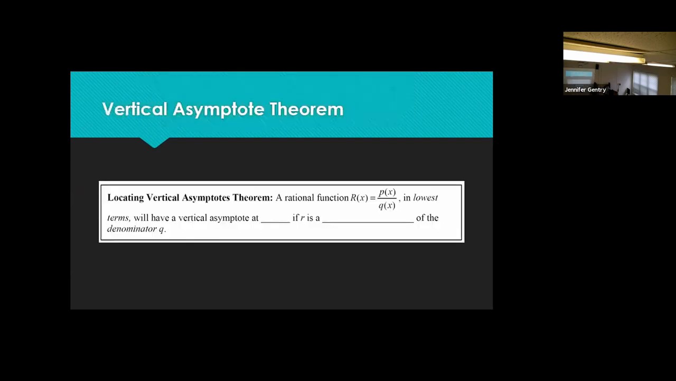Okay. Let's look at the vertical asymptote and how we figure that out, okay? A rational function r with p over q, okay? We'll have a vertical asymptote at what?